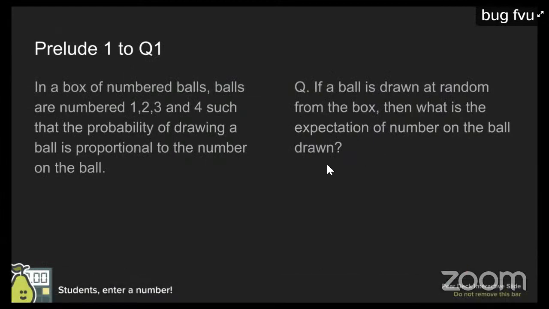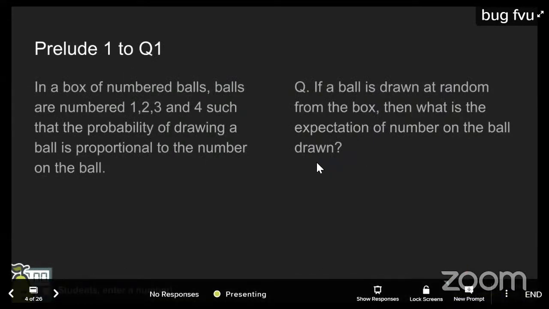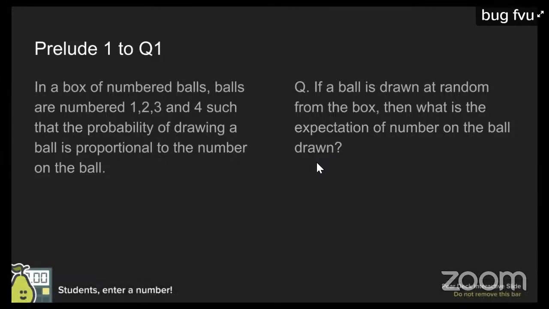Okay, so let's move to our first question for now. There's a box which has some balls numbered 1, 2, 3, 4, and the probability that you will draw a ball which has the number 1, 2, 3, or 4 is proportional to that number on the ball. If one ball is drawn at random from the box, then what is the expectation of the number on the ball drawn? Is the question clear to you guys?